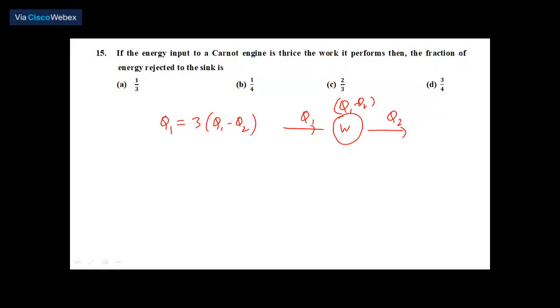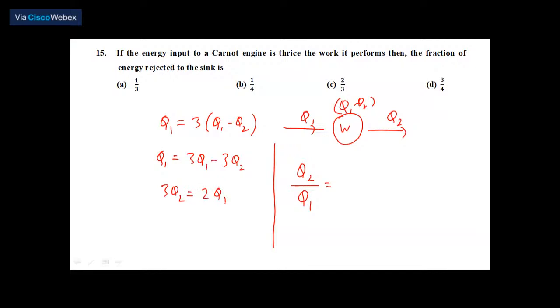What is it that we have to find out? Fraction of energy rejected to the sink. While finding the fraction, we must divide the amount rejected by the amount supplied. This will give you the fraction of heat rejected. Okay. Now Q1 is equal to 3 Q1 minus 3 Q2, right? Or 3 Q2 is equal to 3 Q1 minus Q1, which is equal to 2 Q1.